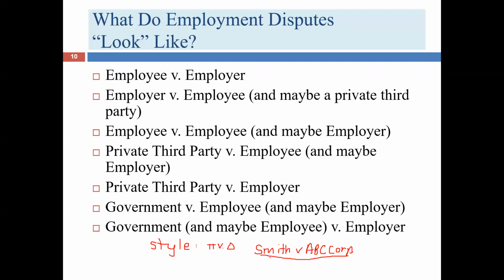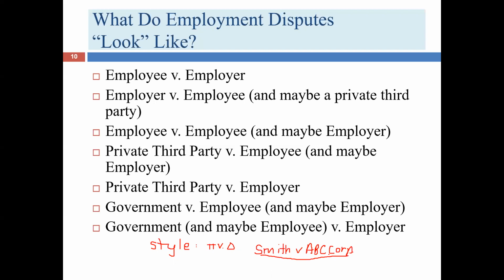Well, he used to be the plaintiff at the trial court level, but now he's the appellant. So his name still goes first. And ABC Corporation is no longer the defendant, because they're not at the trial court level anymore. It's the appellee, so its name goes second. And so the style remains Smith versus ABC Corporation. But let's switch the facts.